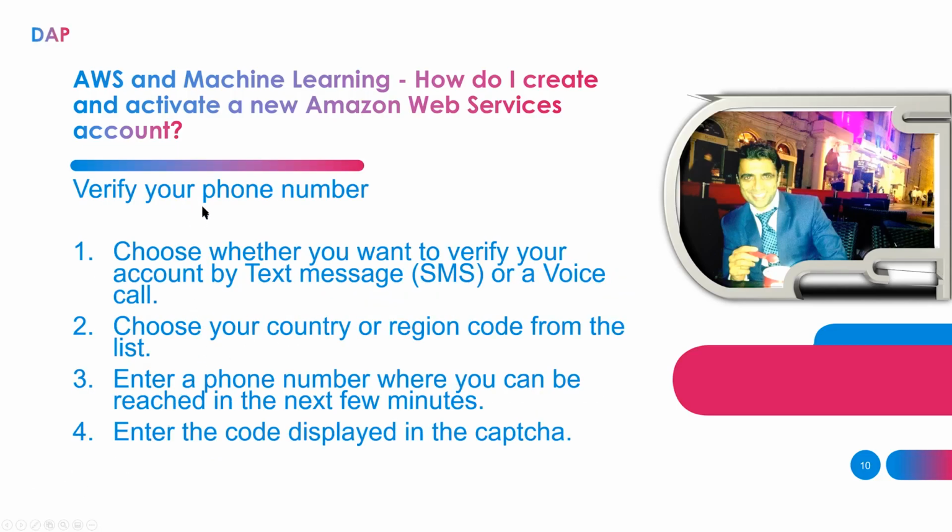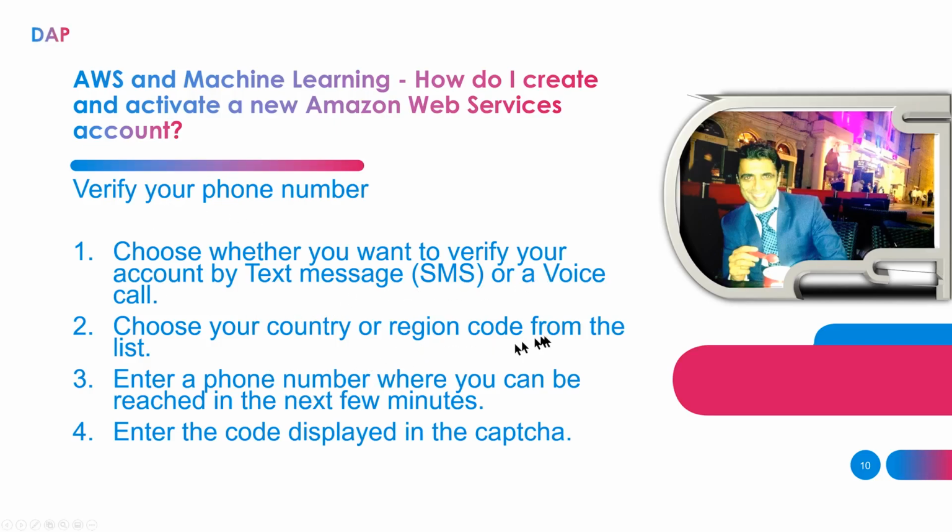So now is the turn to verify your phone number, as you are going to give your phone number, and Amazon wants to know that you are not a machine but a real person. So choose whether you want to verify your account by text, which is SMS, or voice. It depends upon you, the way you would like to do it. So choose one of them. When I did, I received a voice call, but you can choose whichever way you like.